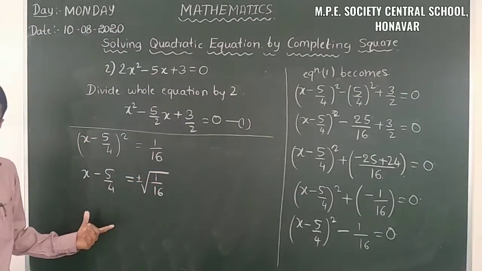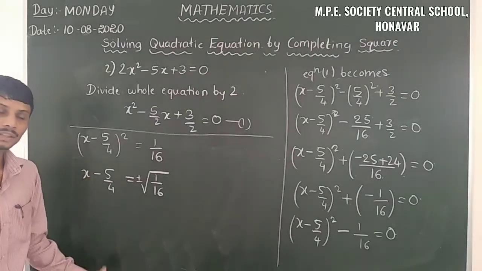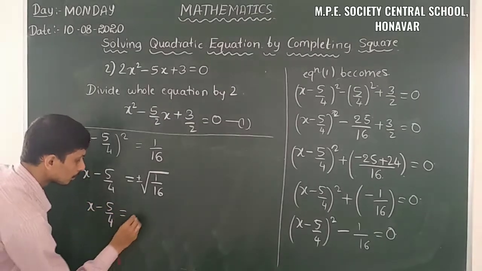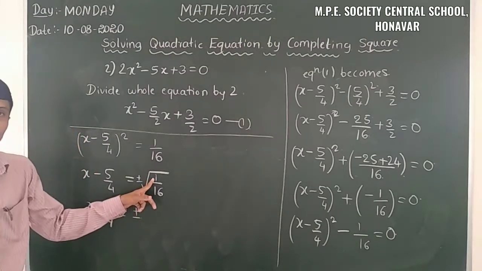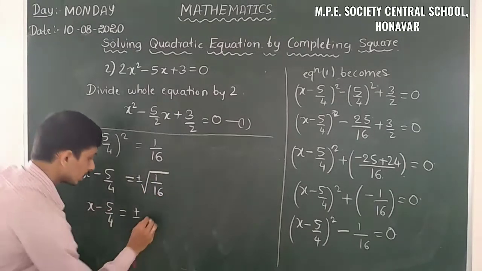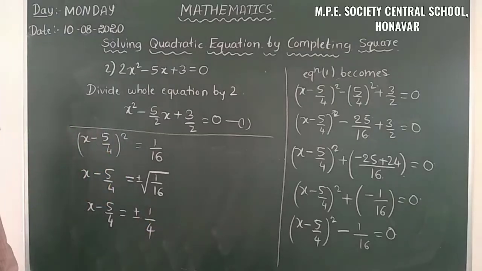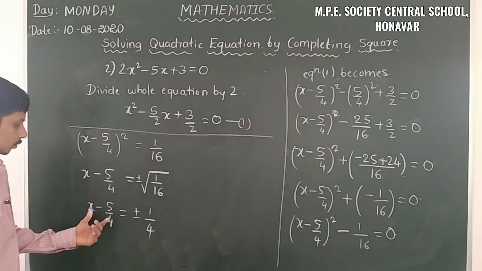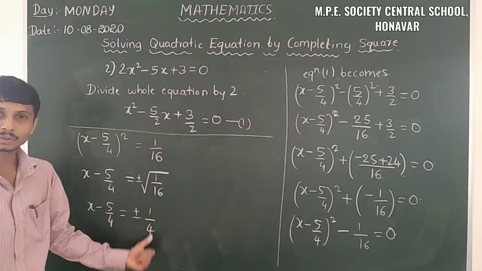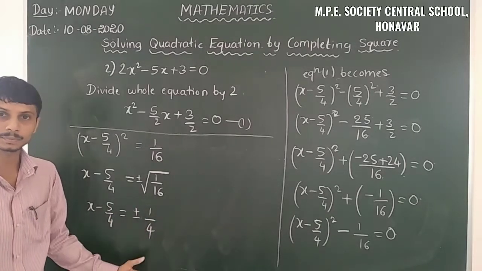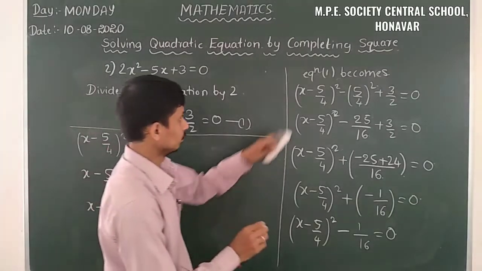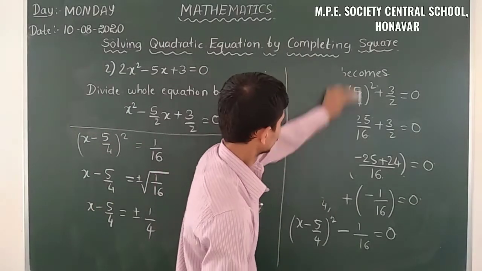Then we have to simplify further. That is x minus 5 by 4 is equal to plus or minus, where square root of 1 is 1 and square root of 16 is 4. That is 1 by 4 here. Then we have to take different values. That is, there are two possibilities: plus 1 by 4 and minus 1 by 4. That's why we have to take them separately. Then I will start this part.